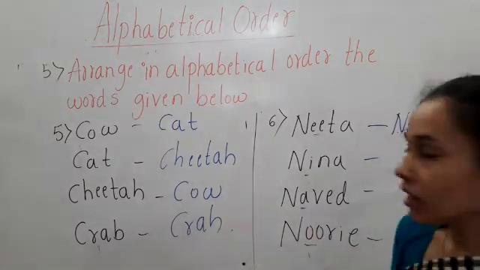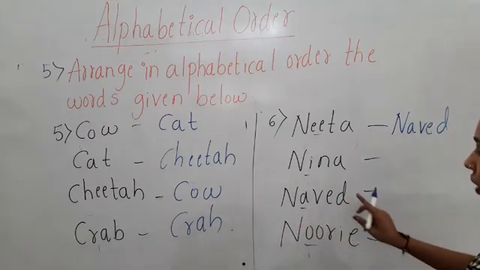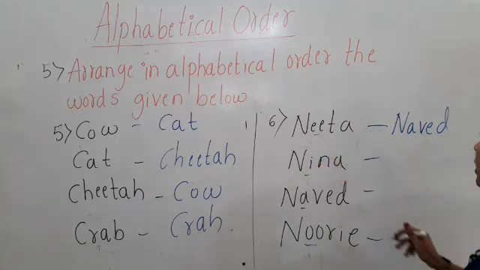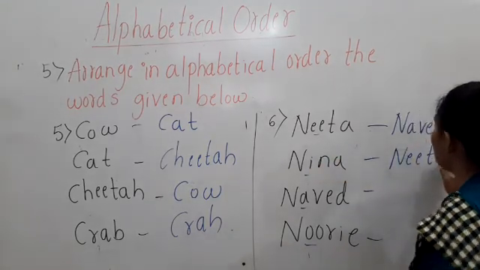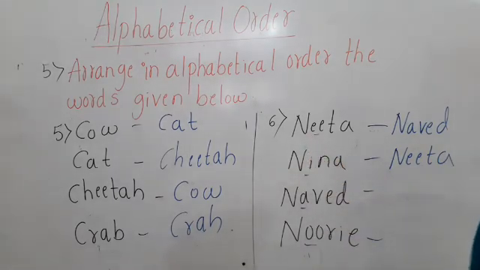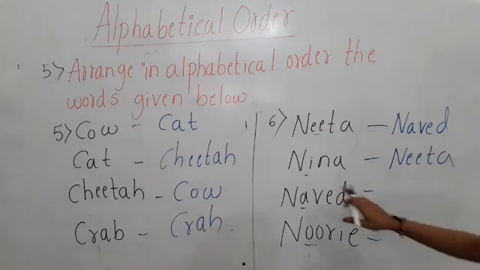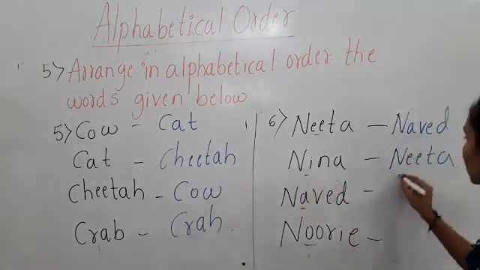In the alphabet A comes first. After A, children, what we have to write? E. Nita. After A, E comes in the alphabet next. Okay children. After E which letter comes? I. So what we have to write? Nina.